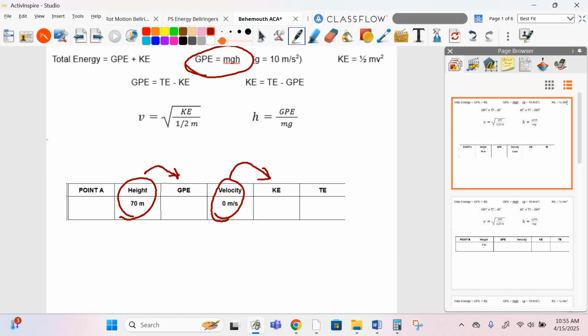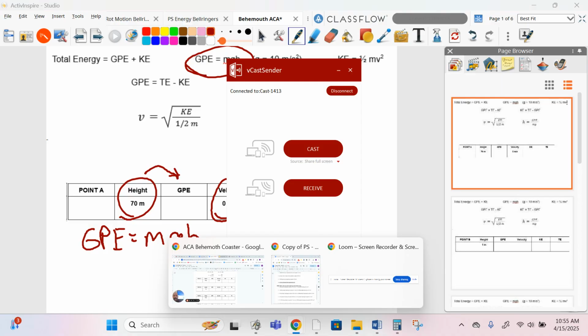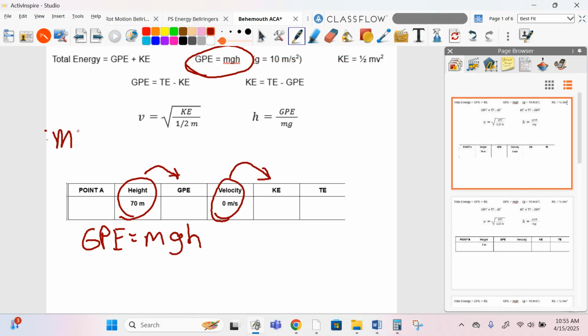Initially, I want to find out what is the gravitational potential energy of the coaster when it is 70 meters above the ground. GPE is found by taking the mass, multiplying by the acceleration of gravity, and multiplying by the height. Well, what's the mass? The mass was given to us on the paper. The mass for the coaster each time is going to be 4,000 kilograms.